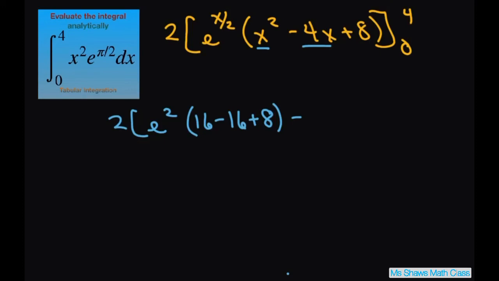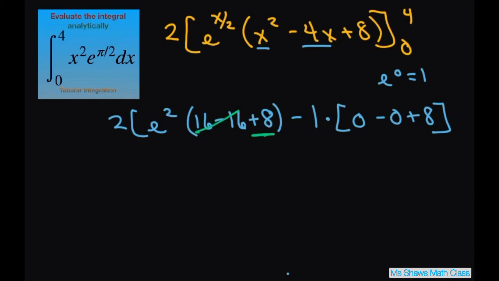we don't need the 2 there, so we're going to do the 2 for the whole thing. e to the 0 power is 1. Anything to the 0 power equals 1. So then you have 1 times, and then we're going to get 0 minus 0 plus 8. Now let's simplify this. This is just going to be 8 here.